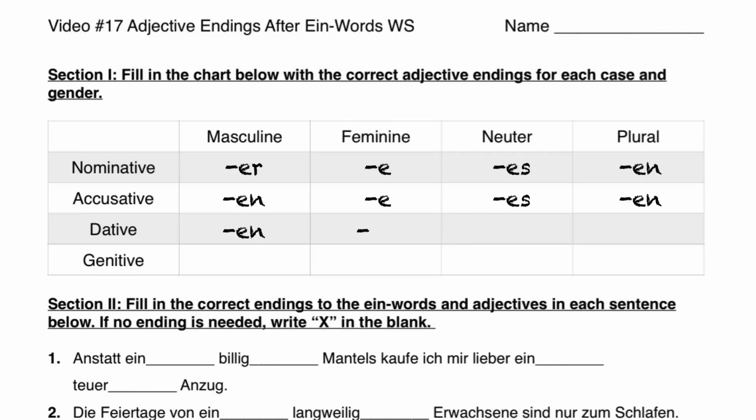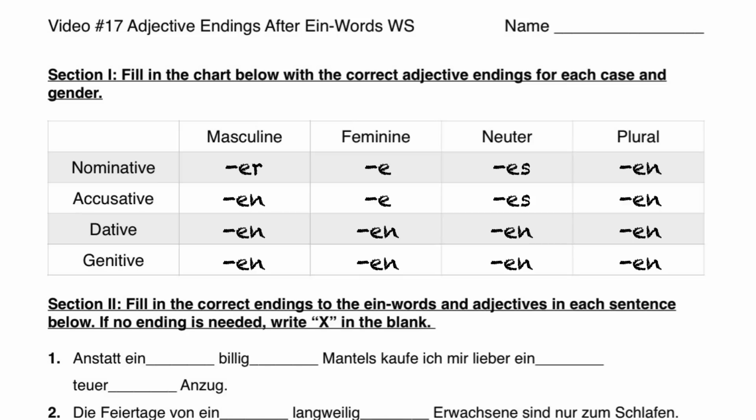And then after that, all of them are en for the dative and genitive cases, so you don't have to worry about what it is. If there's an ein-word in front of the adjective, and it is in either the dative case or the genitive case, it's always going to be an en, so that makes things really easy. So once you get past the accusative case, you can just start guessing en all the time.